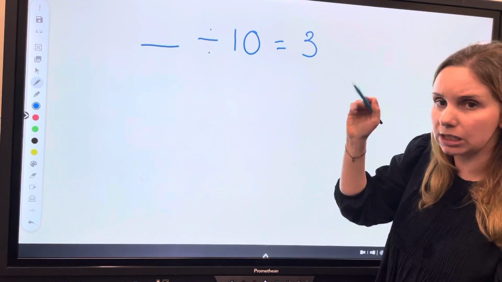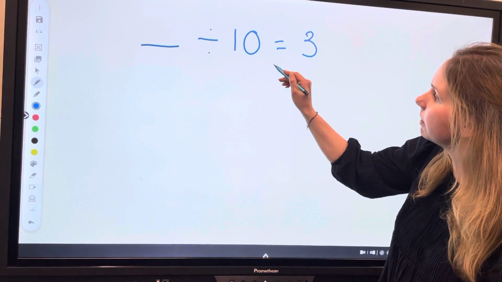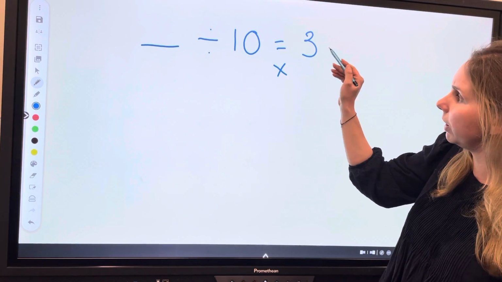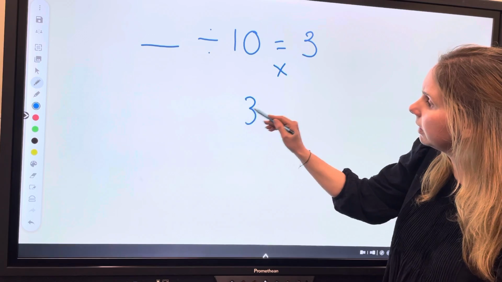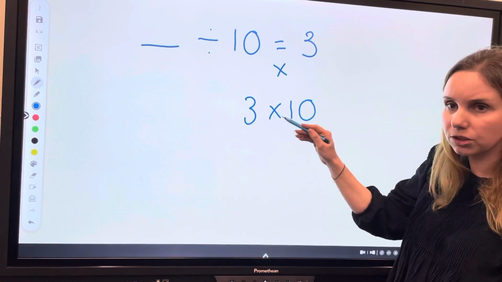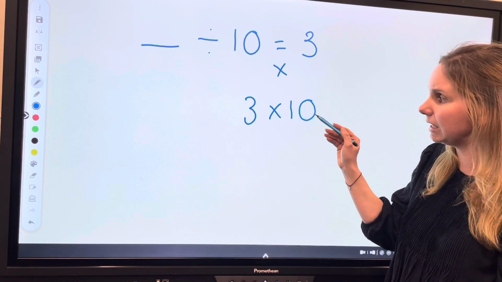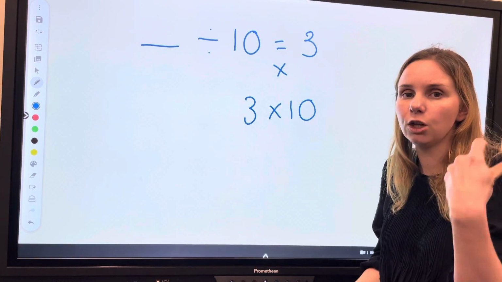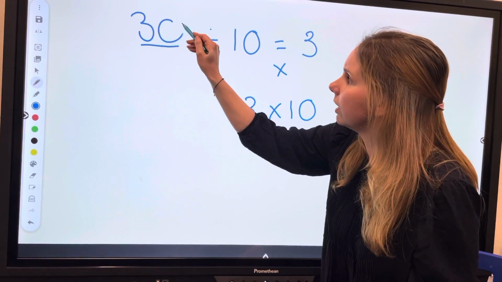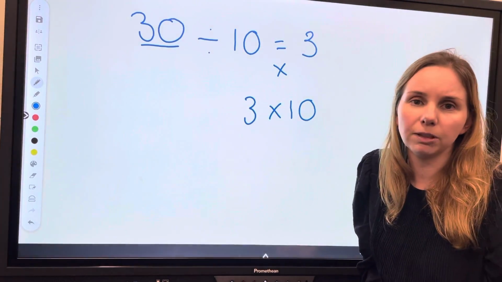So the inverse, the opposite to dividing, is multiplying. 10 multiplied by 3, or 3 multiplied by 10 is the same thing. 3 lots of 10. So I can count in 10s 3 times. 10, 20, 30. I think that might be quite helpful at home.